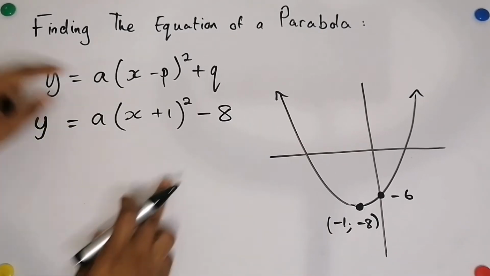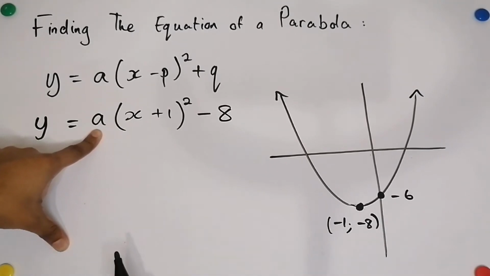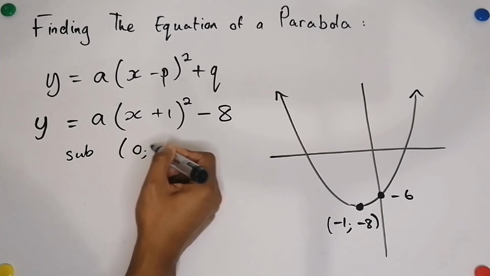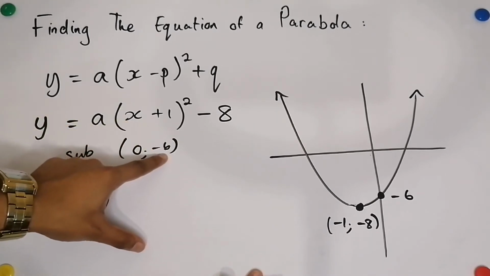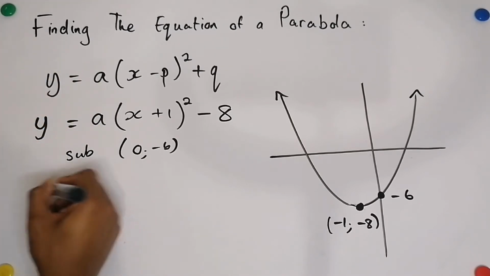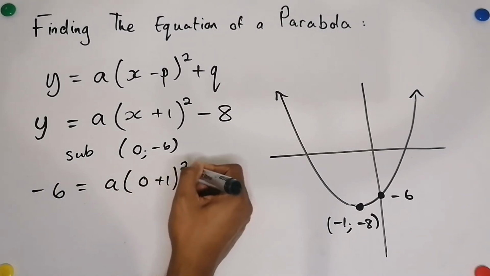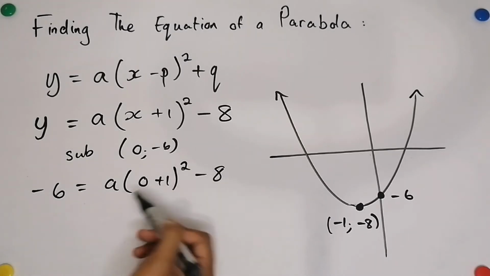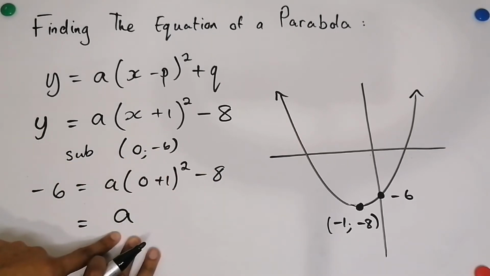Right, now we have p and q, we just need to work out a, but that's why there's another point given. I'm just going to substitute that point. So what we're going to do is substitute the point 0 and -6. 0 is substituted with the x, -6 substituted with the y, and we'll work out a. Okay, so -6 is equal to a times bracket 0 plus 1 squared. So this is just 1, and 1 squared is still 1. A times 1 is just a, so everything here is just a.